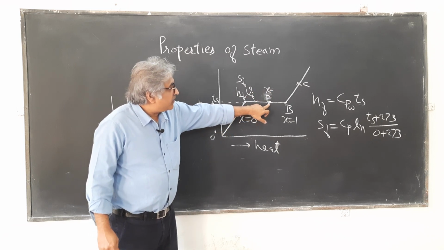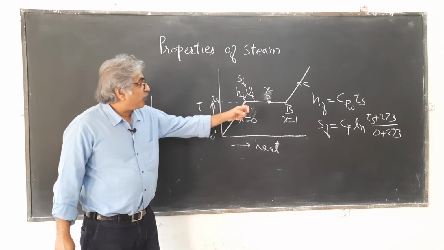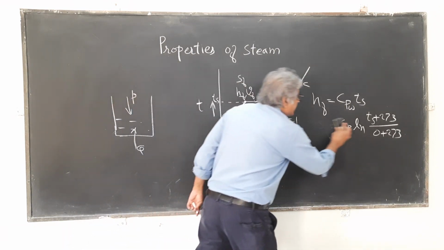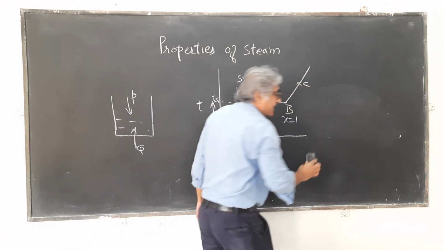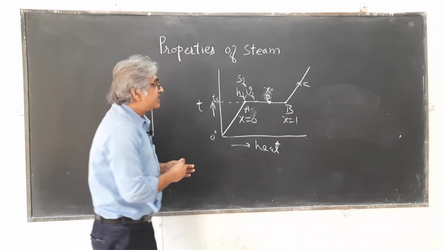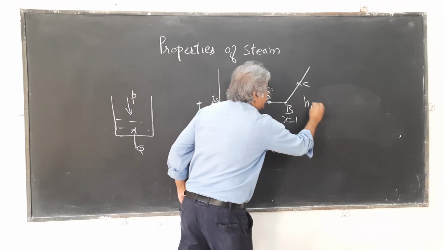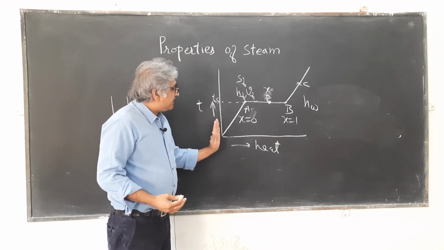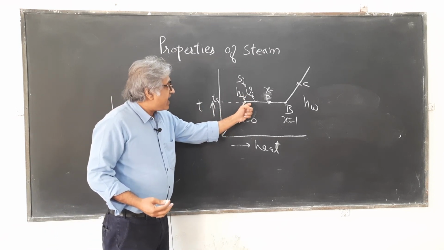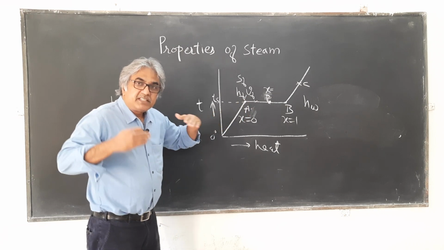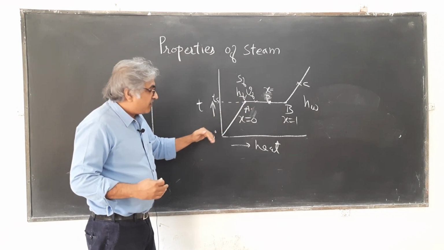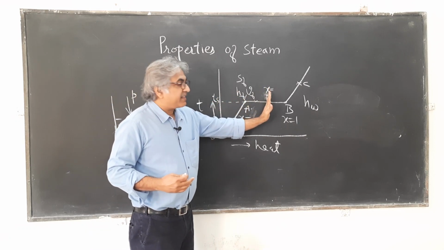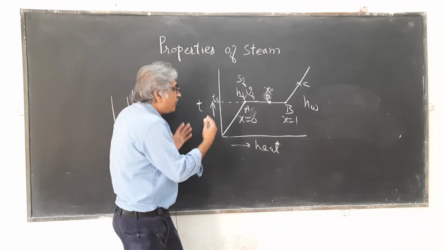Now if you want to find the enthalpy at point P, it is essentially the enthalpy of wet steam, because at P the steam is wet. So what will be the enthalpy of wet steam? We have said that the enthalpy at A is hf. That means this is the amount of heat given to water to take it to saturation temperature. Further, you have to add some more heat.